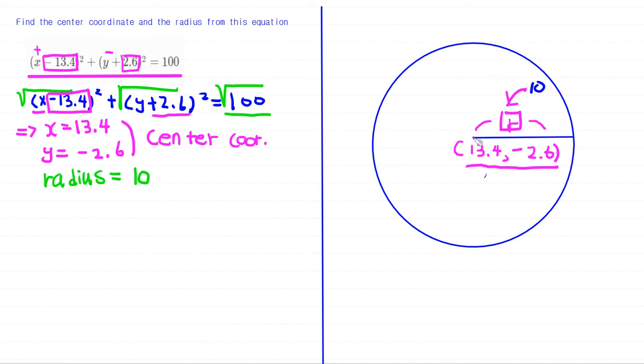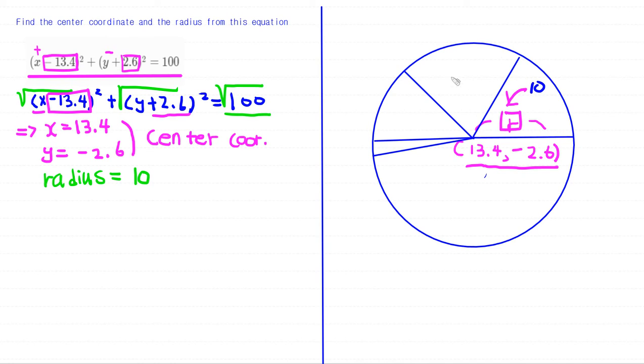And we need to know that if this length is 10, then all of the lengths, by the distance formula, such as right over there, are also equal to the radius, so the lengths of these lines should also be 10. And we have finished the example of finding the center coordinate and finding the radius.